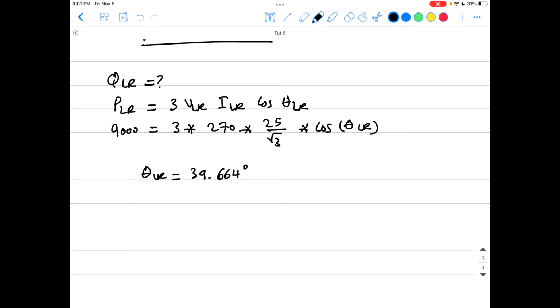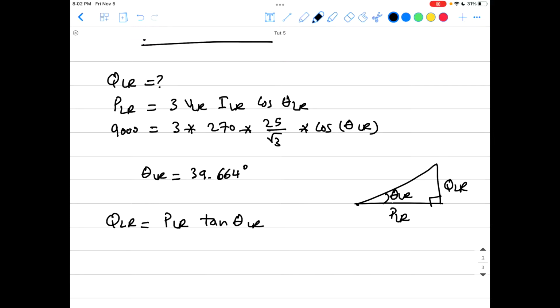Okay, that's good. And if you remind yourself by the power triangle, so that is P locked rotor, here is Q locked rotor, and here is theta locked rotor. Okay, so from this you can find Q locked rotor easily by multiplying P locked rotor by tan theta locked rotor.